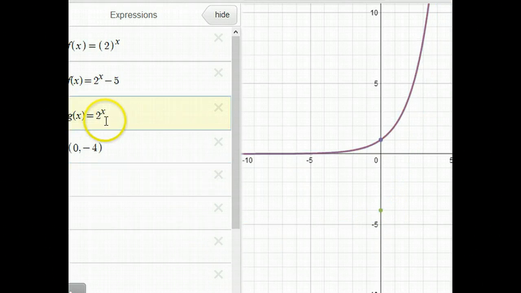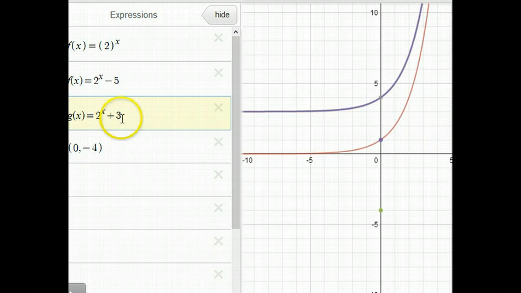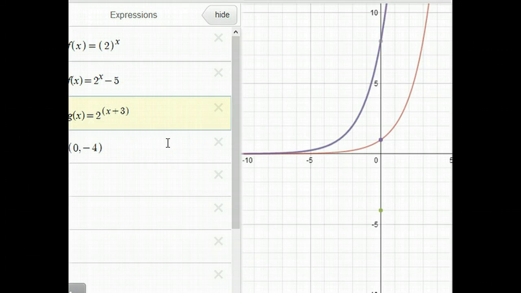Now let's see what happens if, instead of adding or subtracting a number to the function value, I add or subtract to the input value. So instead of 2 to the x plus 3 or 2 to the x minus 5, I'm going to do 2 to the x plus 3. In other words, the plus 3 is in the power function. All right. So now it's going to be 2 to the x plus 3, and look and see what happens.